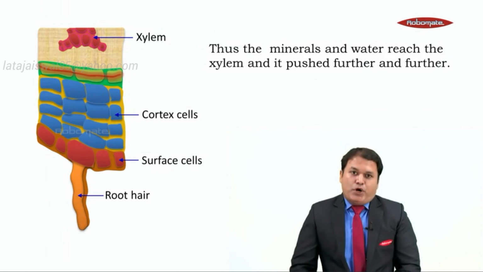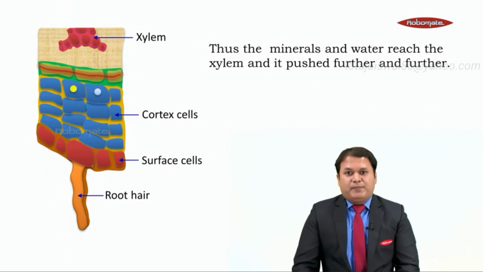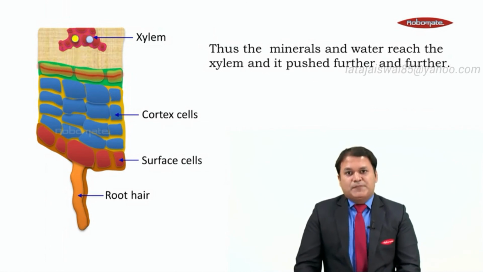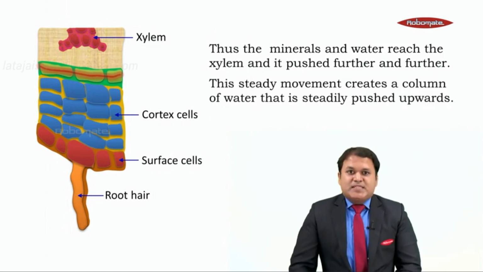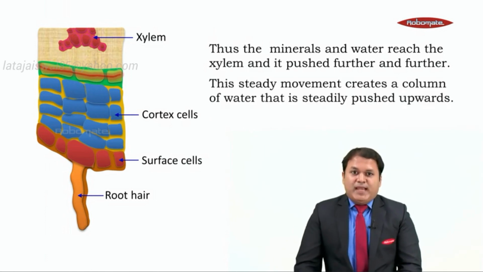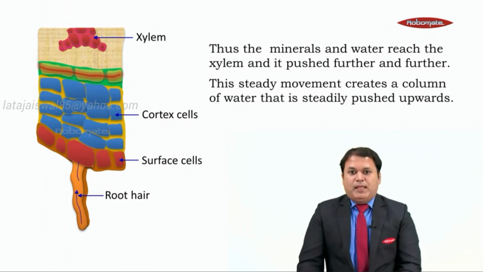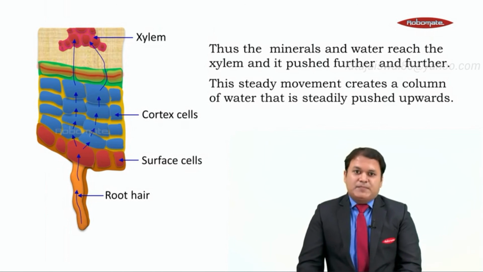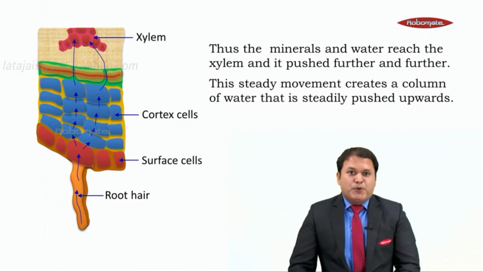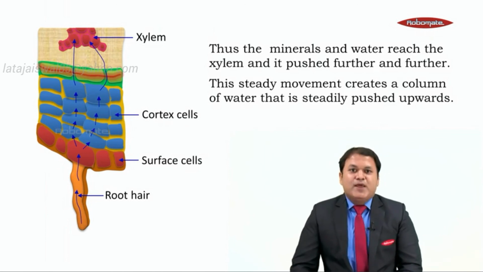Thus, minerals and water finally reach the xylem, and from the xylem it is pushed further and further. So this steady movement of water creates a column of water which is steadily pushed upward, and this particular pressure which pushes the water upward is called root pressure.